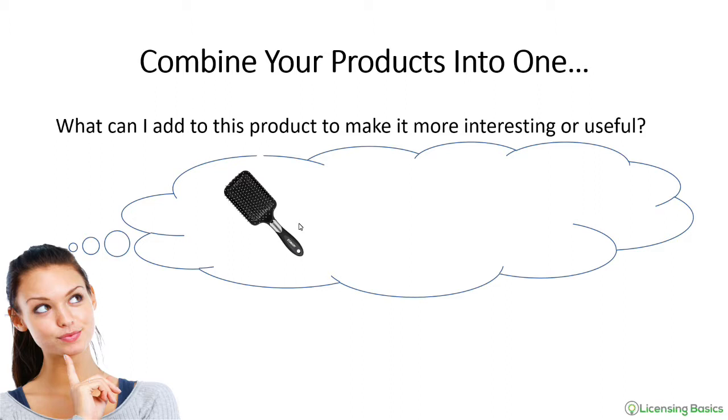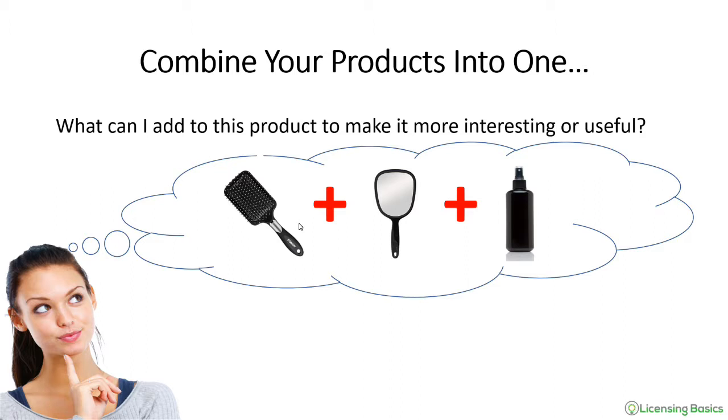So combine your products into one. What can I add to this product to make it more interesting or useful? So we have the hairbrush. What if we add a mirror to this hairbrush? That would make it more interesting. You could maybe do your makeup with the back of the brush, and I believe these do exist. You can buy hairbrushes with mirrors on them. So you have a mirror on the back of a hairbrush, so you've combined 2 products. What about hairspray? Could you add hairspray to the hairbrush? That way you could spritz your hair and brush it, and all in one.